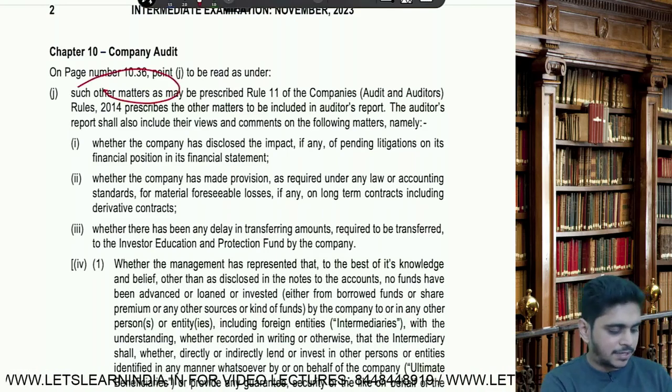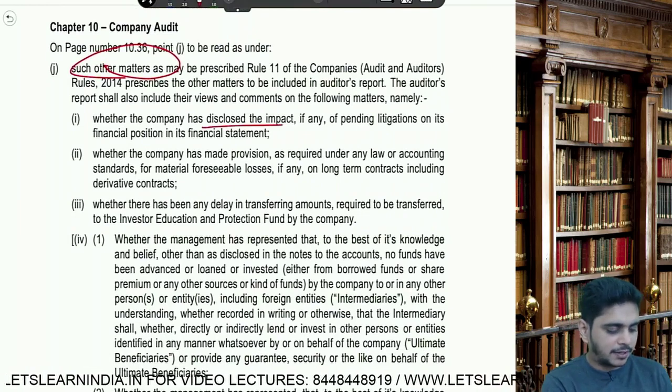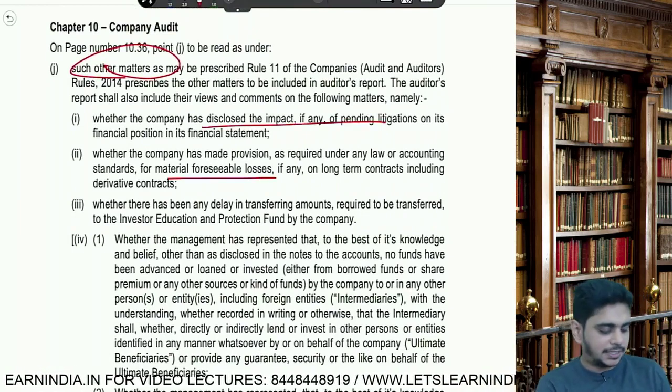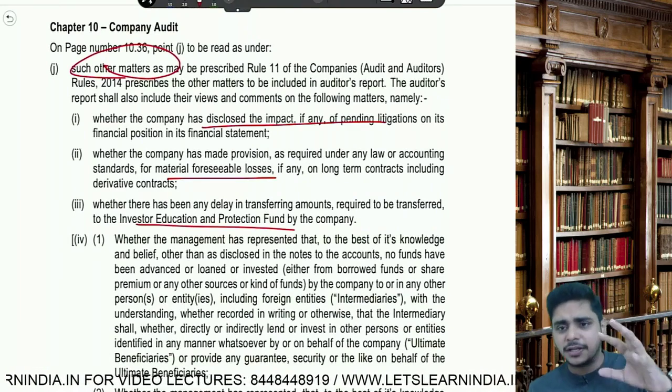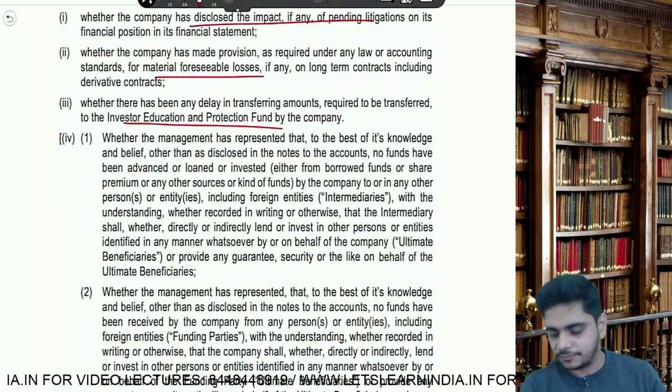Such other matter as may be prescribed. It is there in our book. So 3 things are there: pending litigation, material foreseeable losses, and delay in transferring to IEPF. This was already there. Then, as an amended part, in the November 22 attempt, these things were added.